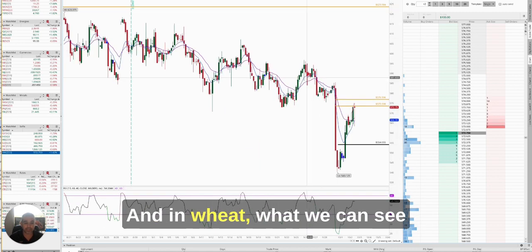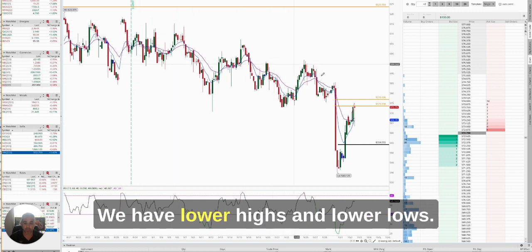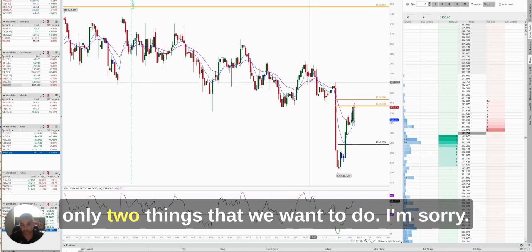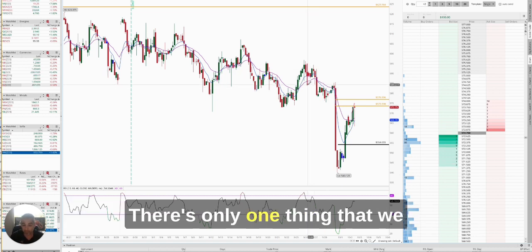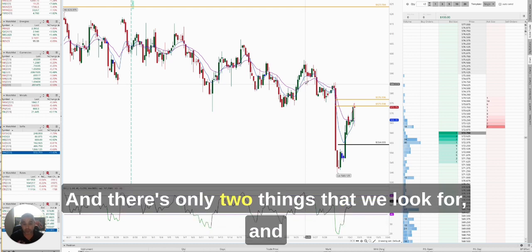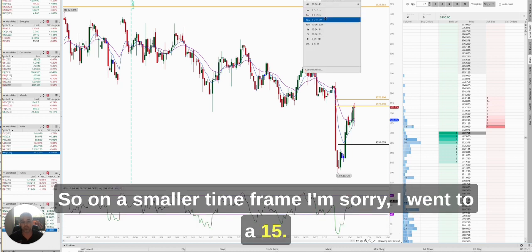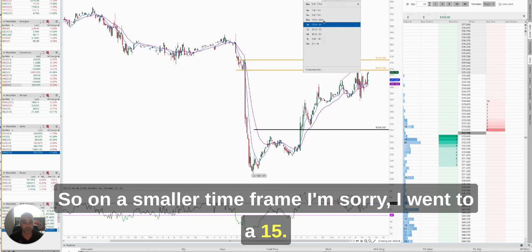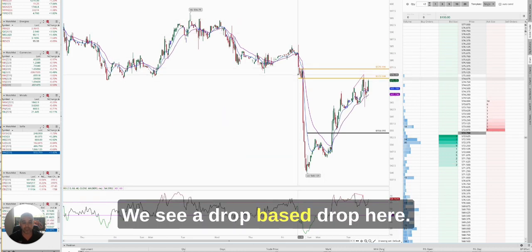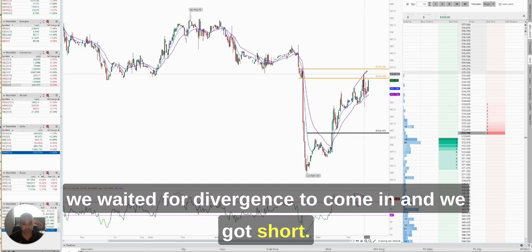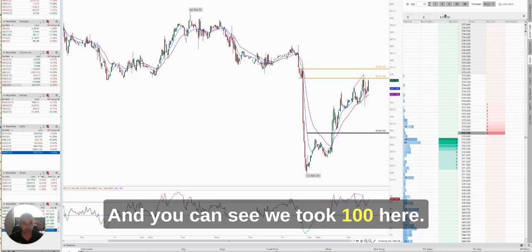And in wheat, what we can see is we're in a really nice downtrend. We have lower highs and lower lows. And when we have a downtrend, there's only one thing that we want to do, and that's sell. And there are only 2 things that we look for, and that's a drop-based drop or a rally-based drop. So on a smaller time frame, I'm sorry, I went to a 15, I wanted a 30. We see a drop-based drop here. And when we came back, we didn't get in immediately, but we waited for divergence to come in and we got short. And you can see we took 100 here.